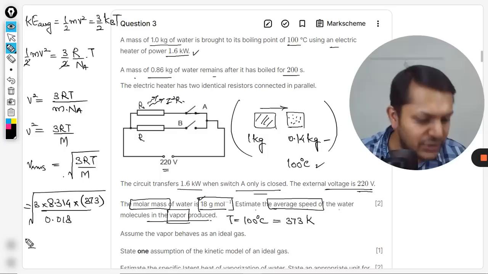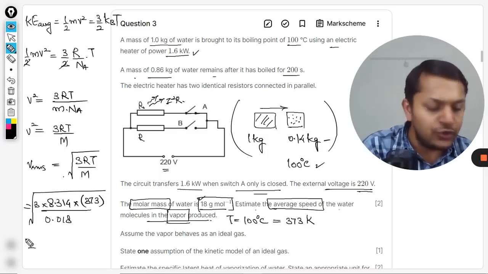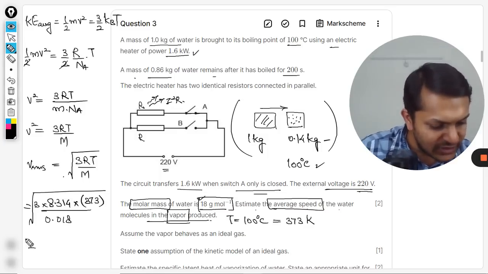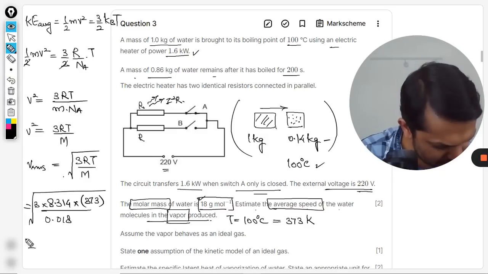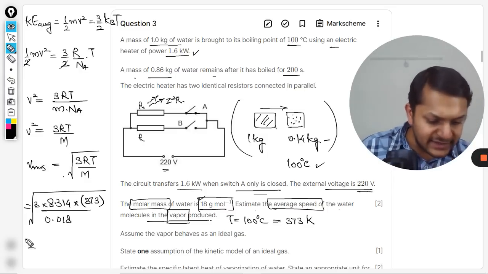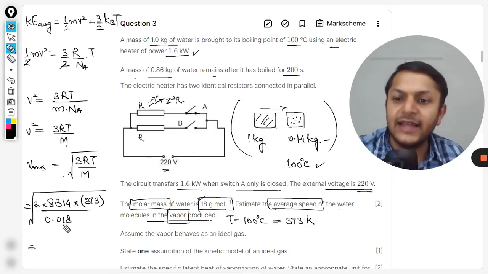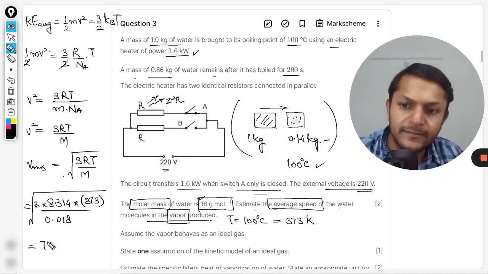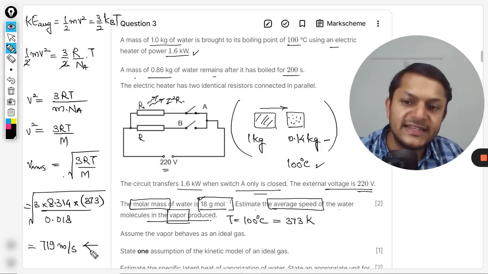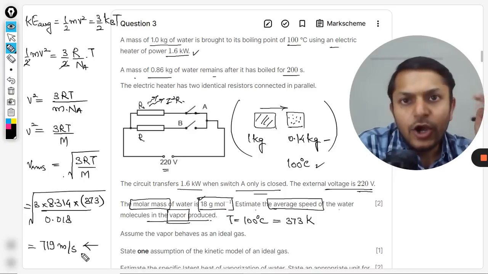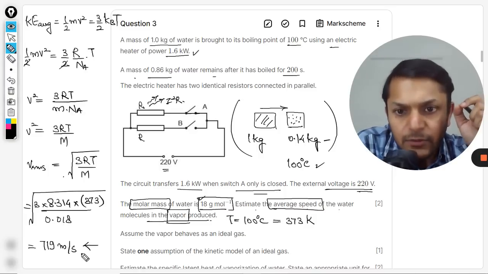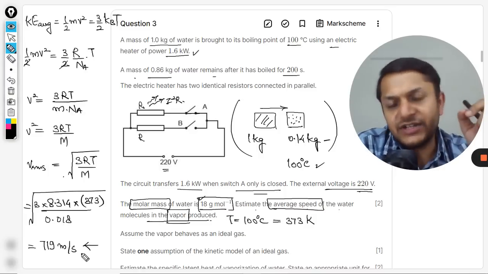So let me do this for you on my calculator, and let us see what value I'm getting. Yeah, so I am getting the answer as approximately 719. This is the average velocity of the molecules in the vapor state.